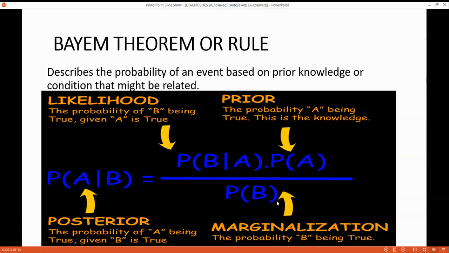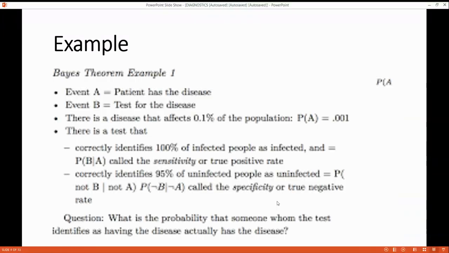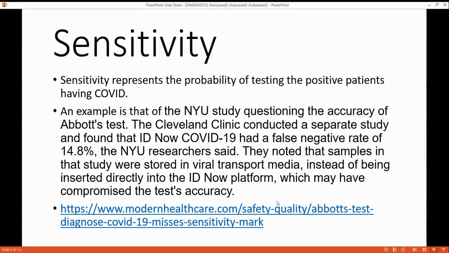And we can actually work through these problems and understand and say, oh, this test has this sensitivity rate. And why are sensitivity and specificity important? Sensitivity is very important because it is the ability of testing the patient positive. I'm going to be talking about COVID mostly because that is the most relevant issue that we have. So, why was this so important?